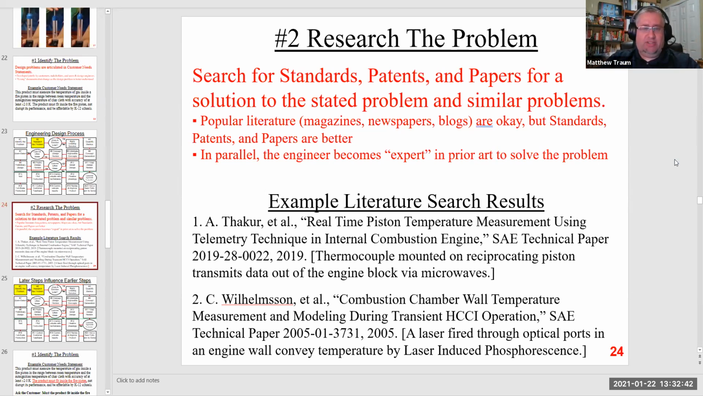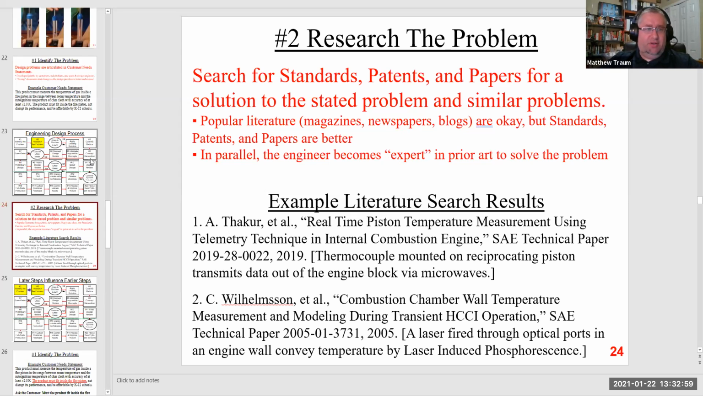And then a lot of times, especially if your customer is non-technical, you're the one who knows more about how this problem has been solved previously than your customer does. And so that's another benefit of doing the literature review, is that you do develop this expertise in that process.